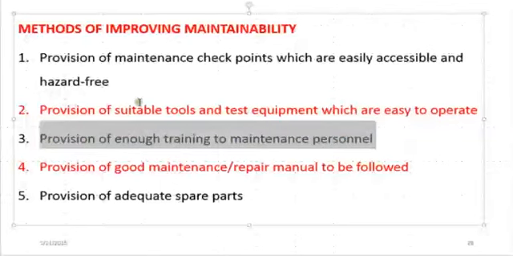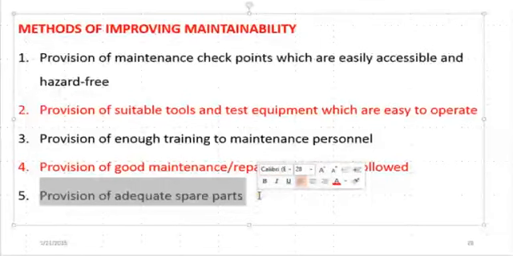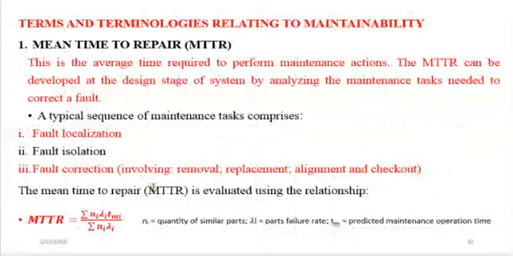Another thing is provision of enough training to the maintenance personnel. You should be training your staff from time to time so that they will have up-to-date knowledge on the problems of your system and how to carry out the maintenance operations. And there is need of provision of maintenance and repair manuals. Yes, you must have a guide manual that will guide your staff on different sections of the machine and different problems that can happen, and the suggested ways of carrying out the maintenance. Finally, there is need of enough adequate spare parts, because some of them that are already bad, you can replace them.